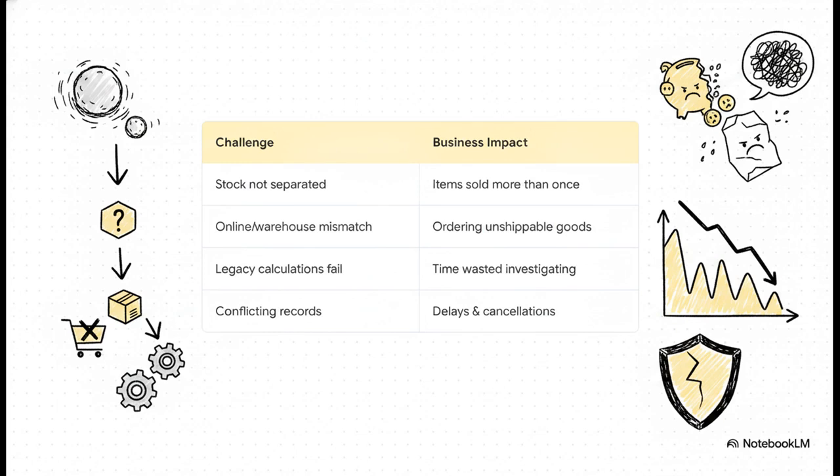And internally, total nightmare. Legacy inventory calculations were no longer dependable at all, which meant the warehouse and e-commerce teams were spending hours just investigating discrepancies instead of actually fulfilling orders. All these conflicting records directly resulted in delays, order cancellations, and a massive spike in totally avoidable customer support requests. It was hitting their revenue hard and, more importantly, destroying their buyer trust.